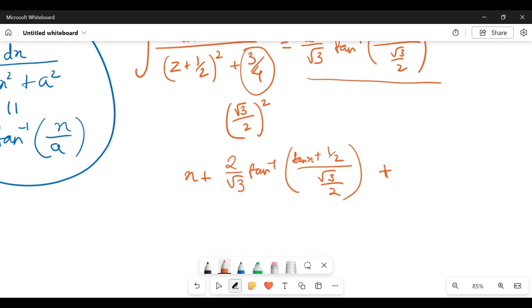And don't forget the constant of integration. Always put this in the answer. Without it, the solution won't be evaluated to be the correct solution.